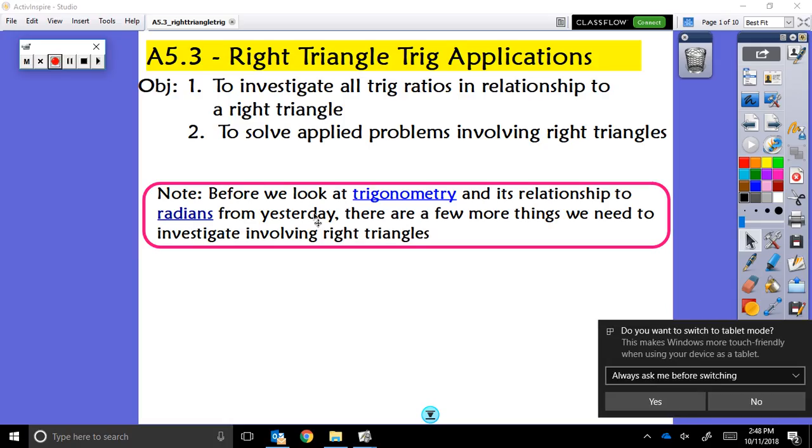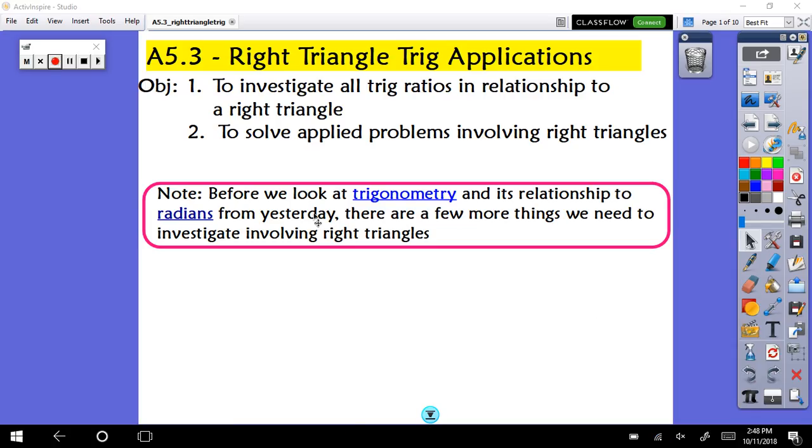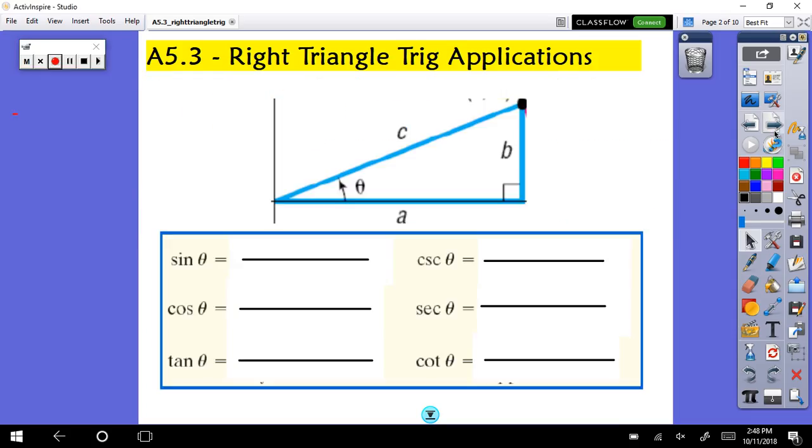Alright, so today I am going to walk you through some right triangle trig applications and just a review of what you learned in geometry. And we're going to do a little bit with the unit circle, what we did on Friday. So first off, let's just review some right triangle trig.